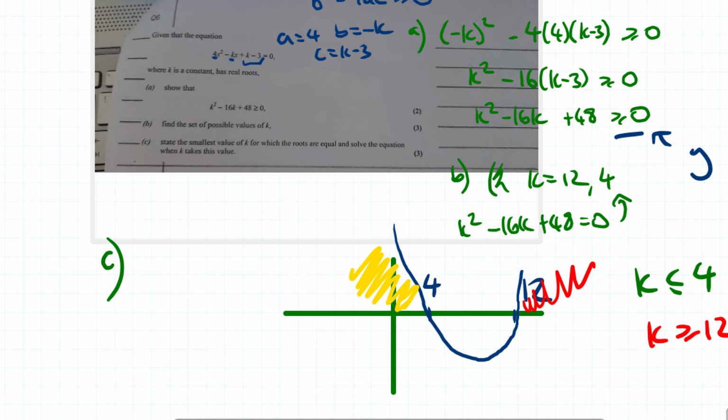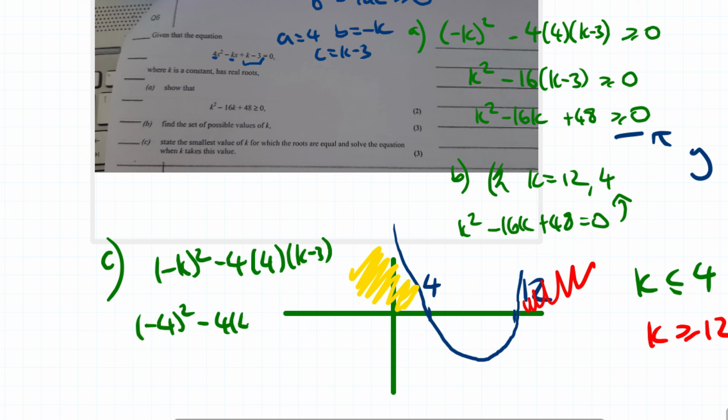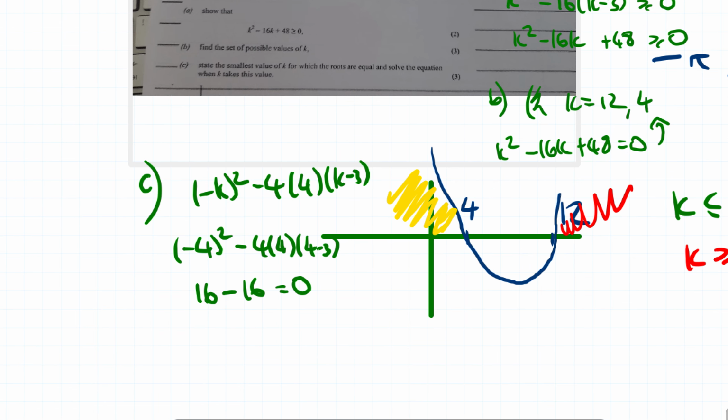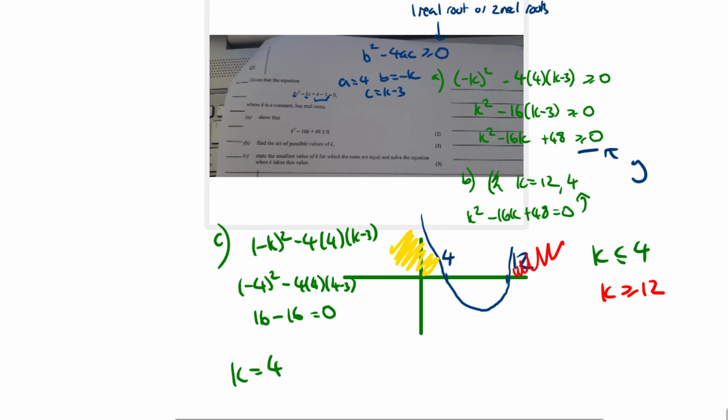and if you wanted to test this, you can, because you can just plug in. So if we go back to our b squared minus 4ac in the original equation, it was minus 4 squared minus 4 times 4 times k minus 3, which with k equal to 4 gives you 16 minus 16, which is 0. So that's, again, proof. We don't need to prove it, you can just take your answer straight away. So we know that k is equal to 4, and solve the equation when k takes its value.